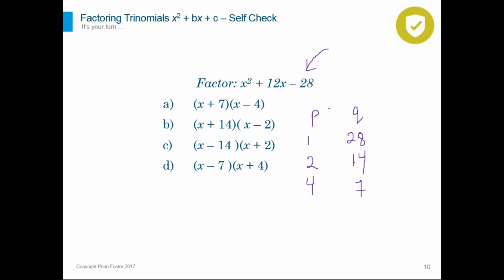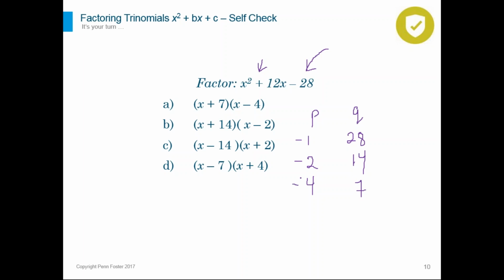Now we're listing the factors of negative 28. But when we add those factors, the sum is positive. That tells me that the larger number in that set of factors has to have a positive sign. So the Q's would be the positive, the P's, the smaller factors, would be the negatives.